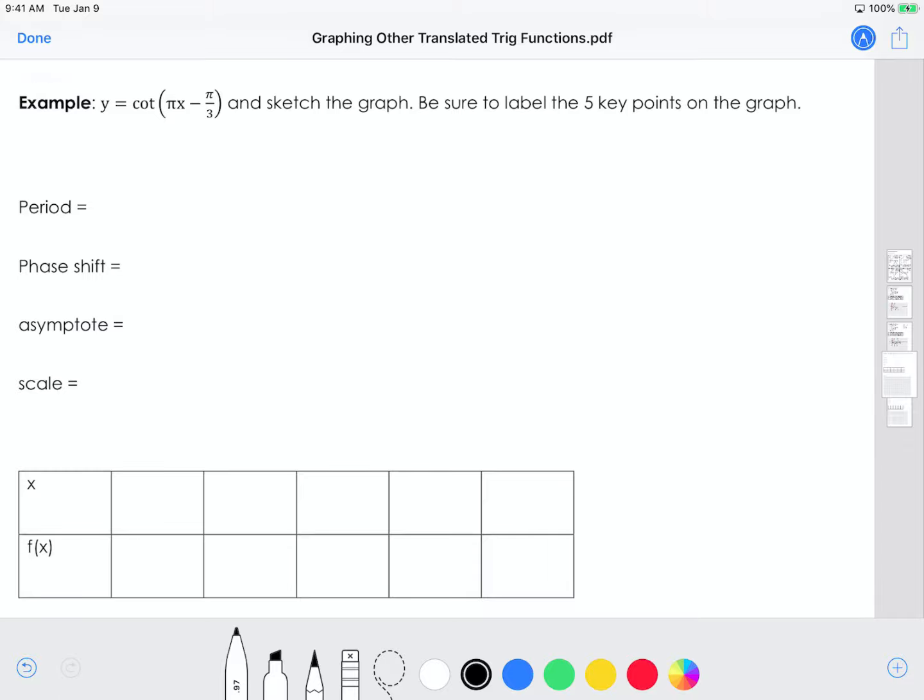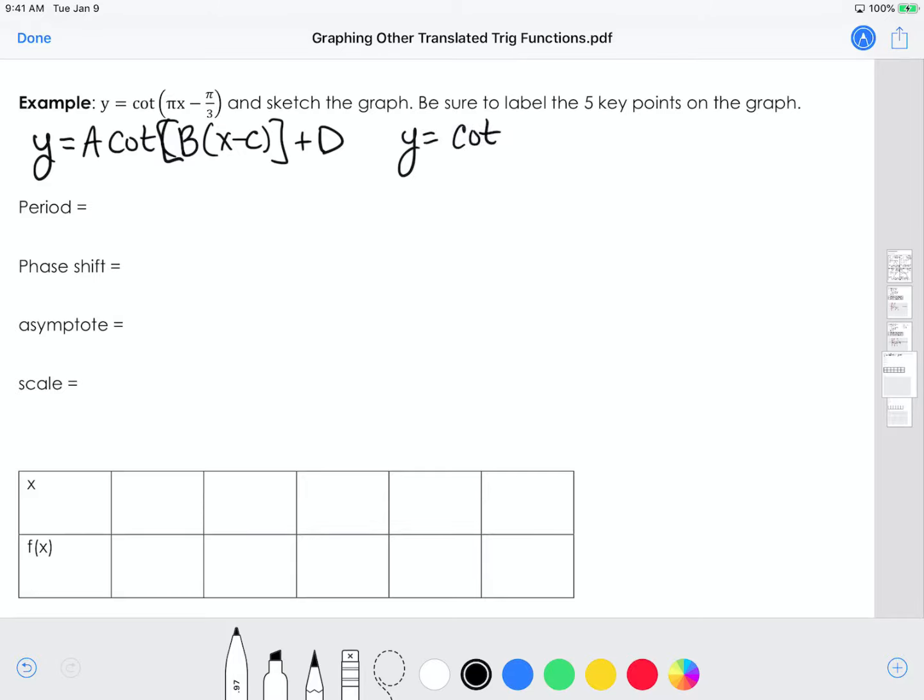Okay, the next example is with cotangent. Our general formula for cotangent will look like this. A is our vertical stretch or shrink. B will help us find our new period. C tells us our horizontal shifting, and D tells us our vertical shifting. So this one does have a coefficient in front of x other than 1. So I'm going to have to factor that out.